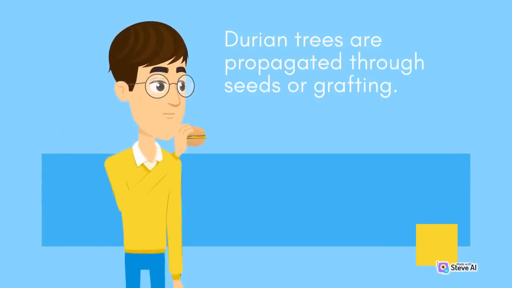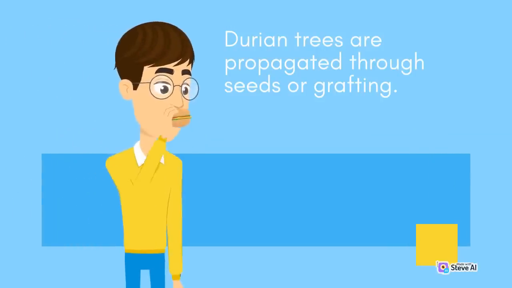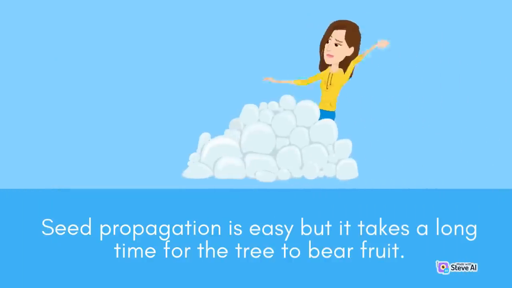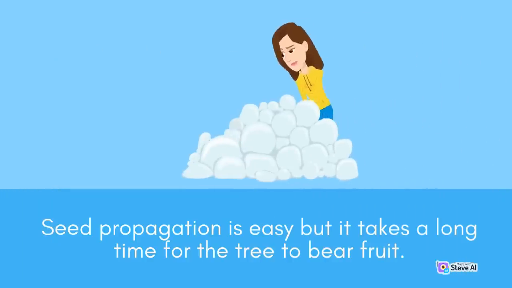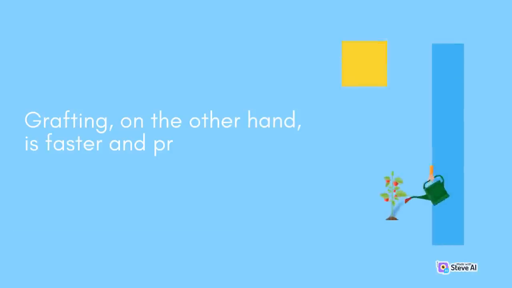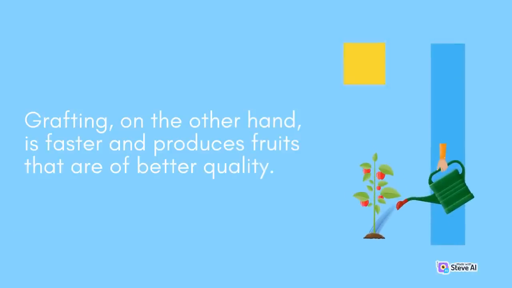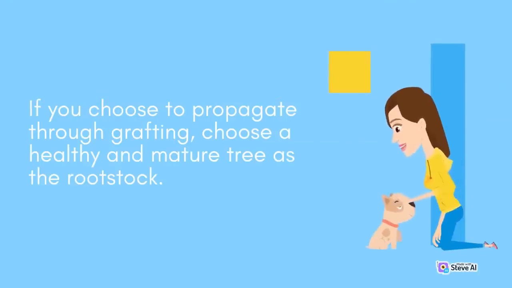Durian trees are propagated through seeds or grafting. Seed propagation is easy, but it takes a long time for the tree to bear fruit. Grafting, on the other hand, is faster and produces fruits that are of better quality. If you choose to propagate through grafting, choose a healthy and mature tree as the rootstock.